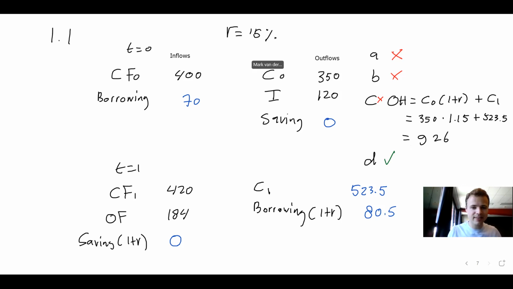I see something in the chat. Why are A and B false? Because the consumption in year one is 523.5, while in questions A and B they say something different. So therefore, A and B are false. Does that make sense? Okay. Any other questions?